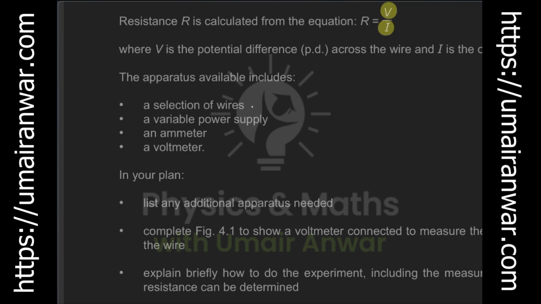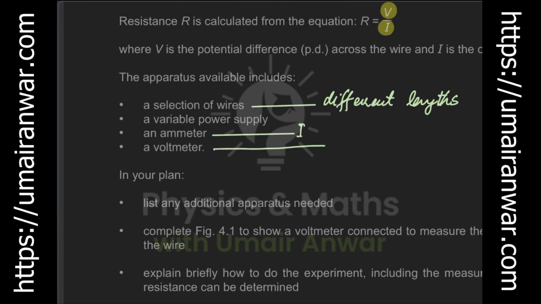The apparatus available includes a selection of wires. They would have different lengths, so that we can change the lengths and observe the effect of changing the length on the resistance. A variable power supply, an ammeter, a voltmeter. The ammeter would be used to measure the current I, and the voltmeter would be used to measure the voltage V. And then we will use this equation V upon I to find out the resistance.